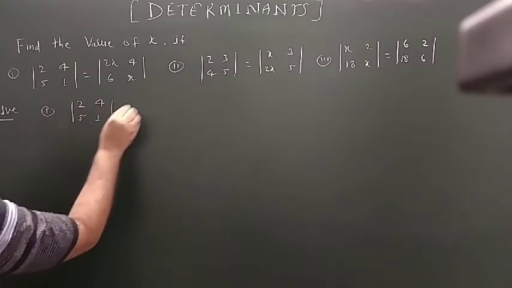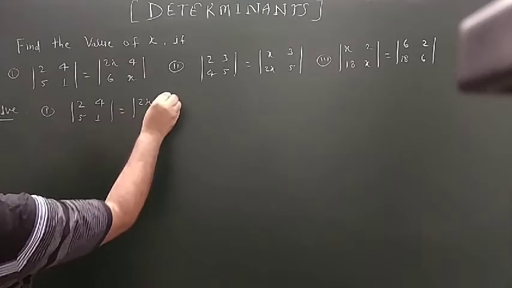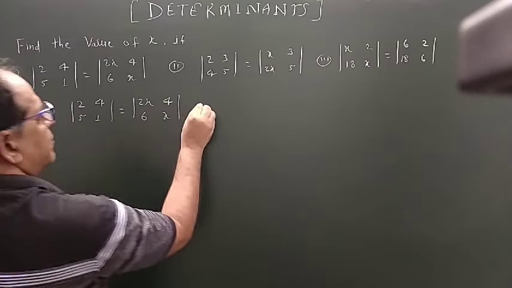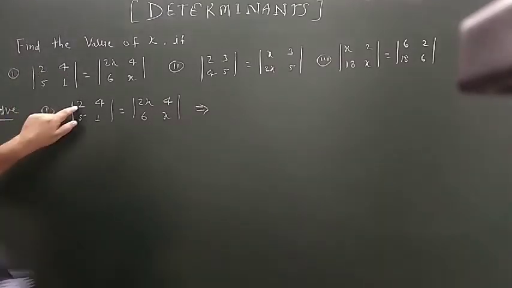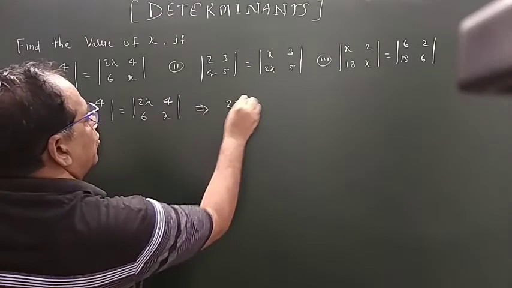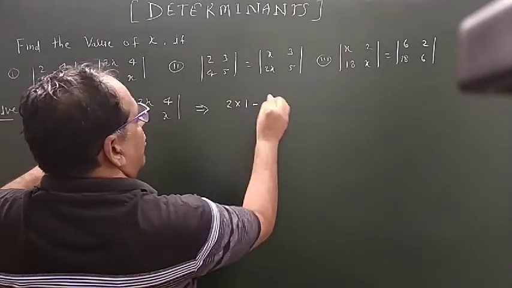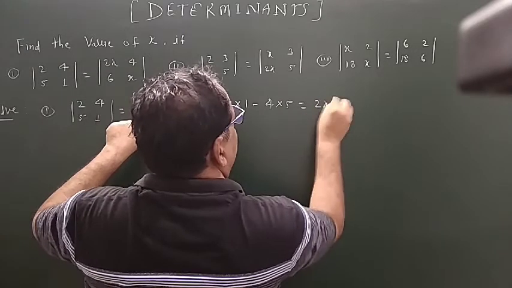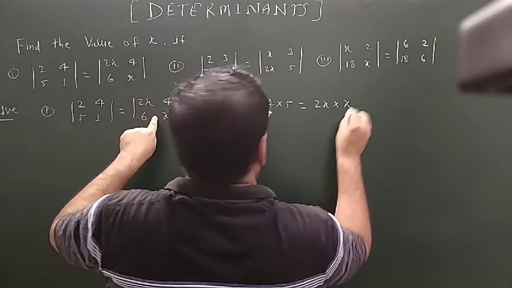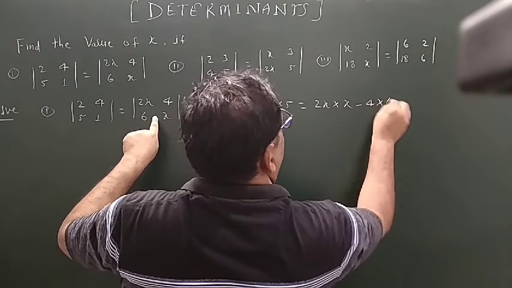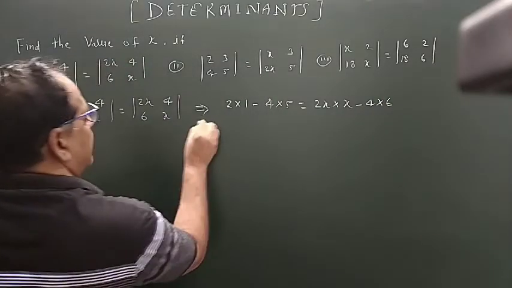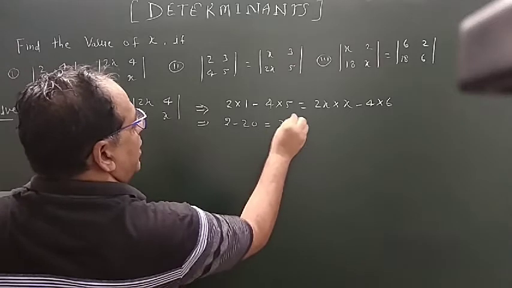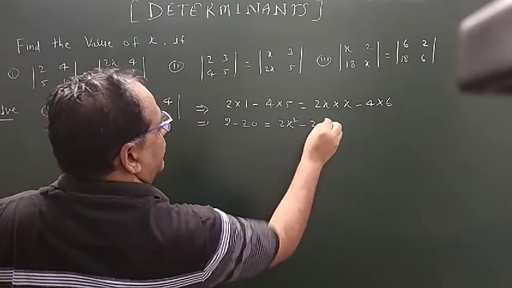5, 1 is equal to 2x, 4, 6x. Left hand determinant: 2 into 1 minus 4 into 5 is equal to 2x into x minus 4 into 6. So after solving we have 2 minus 20 equal to 2x square minus 24.